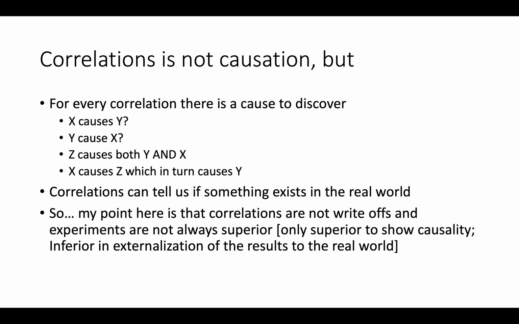Then I converted my correlation to experiments to find out the causes of this horrible thing that I study. And I found that it was lack of empathy through experimental manipulations, right? But I'm a little over the phrase correlation is not causation. That's a high school statistical mindset. A better statement is, for every correlation, there's a cause to discover. Is it that X causes Y? Is it that Y causes X? Does Z cause both Y and X? Or does X cause Z, which in turn causes Y? Or does Y cause Z, which in turn causes X?